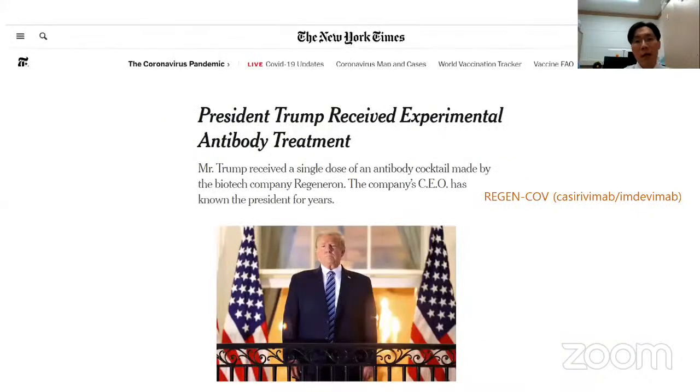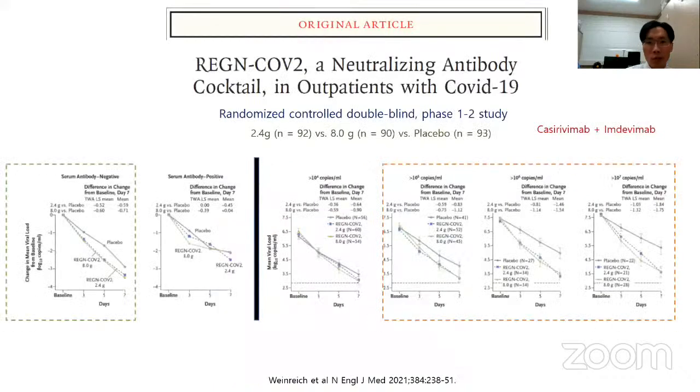Next, maybe everyone knows that President Trump received a monoclonal antibody called REGEN-COV, which is a combination of casirivimab and imdevimab. The combination treatment with casirivimab and imdevimab decreased viral load at day 7 with a greater effect in patients with higher viral load at baseline. This is the phase 1-2 study.